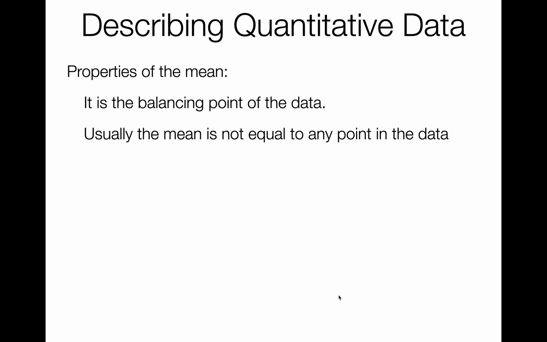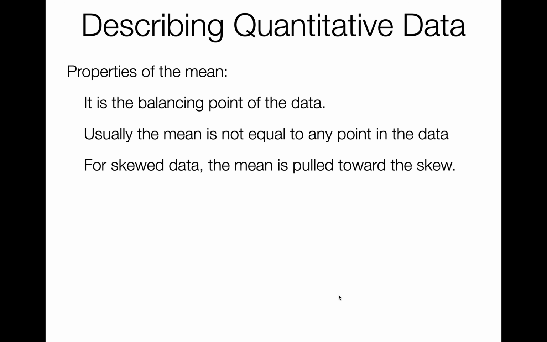So for instance, you often see that the average family has somewhere around 2.4 children. Certainly you cannot have 2.4 children, but they report it anyway. So even though it's not possible, it is the mean, and it's still meaningful, even though it's not an actual point in the data. So if I ever ask for the mean, I do not want you to round. Do not round. For skewed data, the mean is pulled towards the skew.